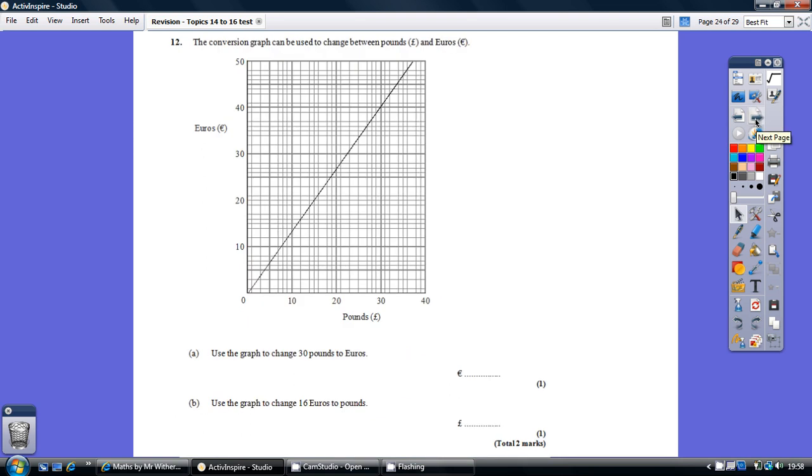Question 12, have a go at this conversion question. So all you have to do here is carefully read off the graph and go in the right direction. This graph is pretty rubbish, so it's quite hard to do it accurately. Just make sure you understand what's going on.